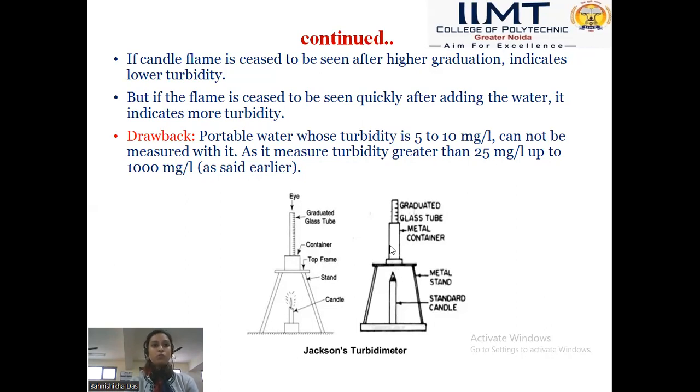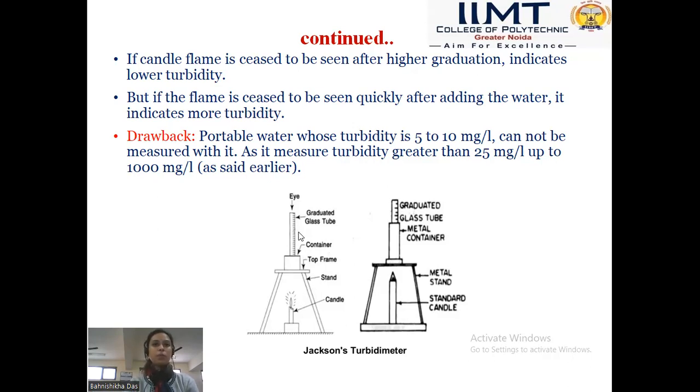What we have to do here is add water into this glass tube from the top, and from the top eye position we see the flame of the candle. We keep on adding the water until the flame ceases to appear. At the moment the candle flame is no longer observed, we stop adding water and take the reading from the graduated glass tube. That gives us the turbidity.